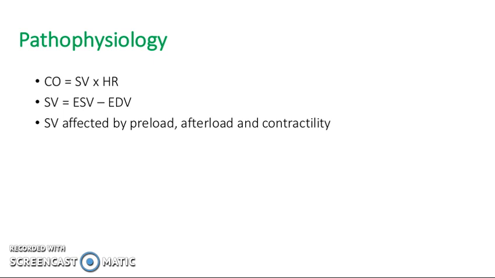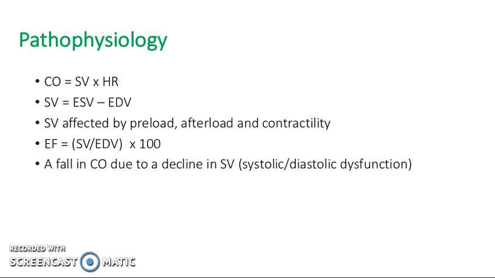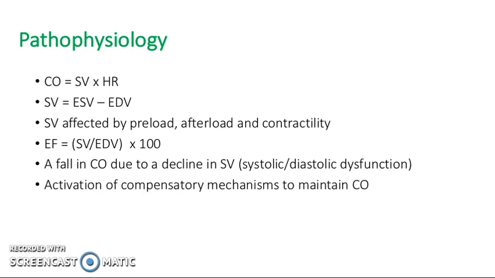Contractility is the intrinsic ability of heart muscle to generate force and shorten, independent of changes in preload and afterload. The ejection fraction is calculated by dividing the stroke volume by the end diastolic volume and multiplying by 100. So a fall in cardiac output is usually due to a decline in the SV. That can be systolic or diastolic function. And then you get activation of compensatory mechanisms to maintain the cardiac output, but this will worsen your cardiac function over time.